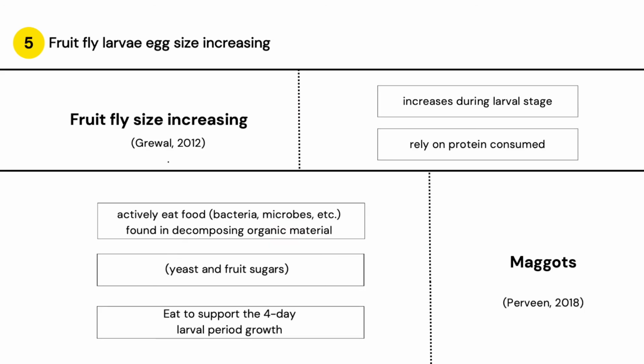Fruit flies increase in size during the larval stages and are heavily reliant on the amount of protein that they consume. Maggots actively eat food, for example bacteria and microbes, found in decomposing organic material, for example yeast and fruit sugars. These are used to support their growth over 4 days during the larval period.